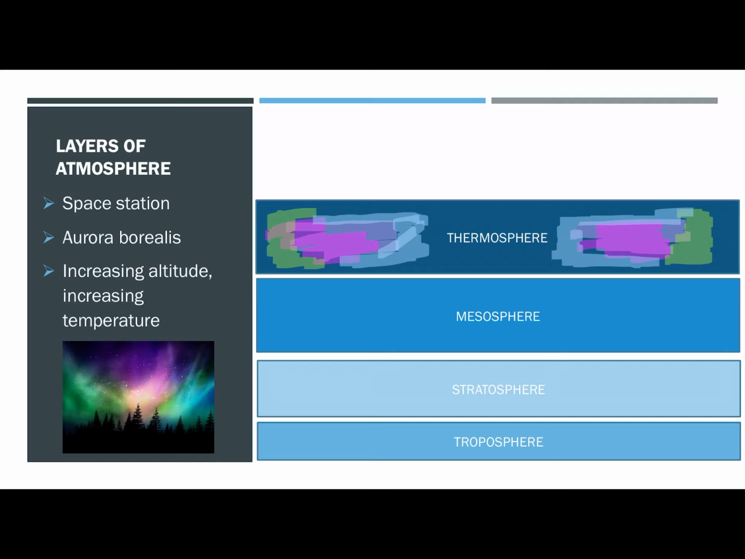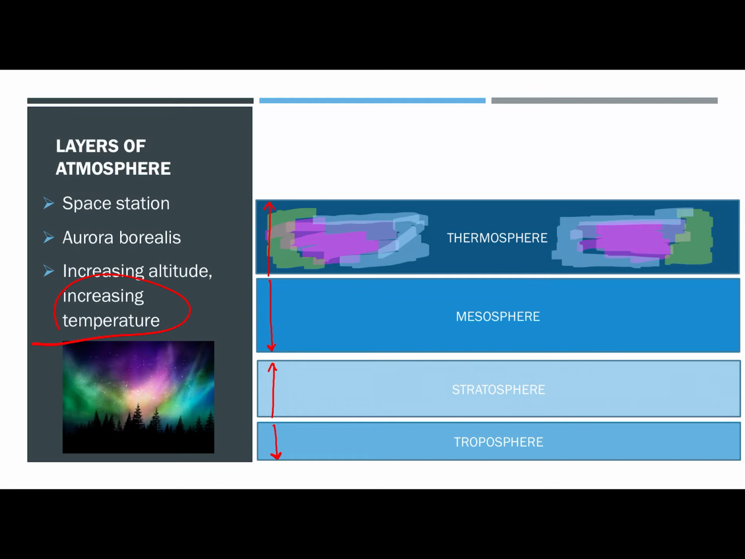Next up we have our thermosphere. The thermosphere is where you find things like satellites and our space station. This is also where our aurora borealis takes place. So to summarize so far, we've got a decreasing temperature, an increasing temperature because of ozone, then a decreasing temperature because we're getting away from the ozone, and now again we have an increasing temperature.